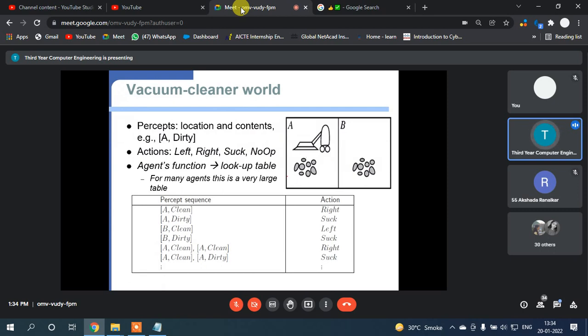And what is the content? If it is dirty, then it will sense that dirt and then it will act according to that function. Example is that A is the location and dirty is the content. Yes. After that, what action does it perform? It moves left, it moves right, it sucks that particular dirt, and no operation. Okay. So these are the actions which are performed through the actuators.